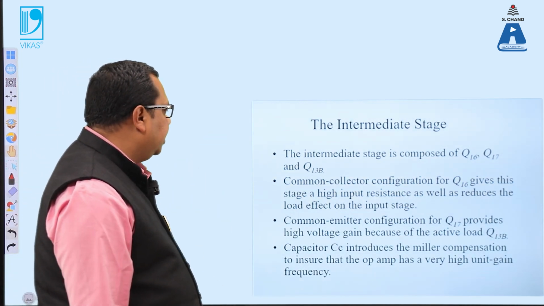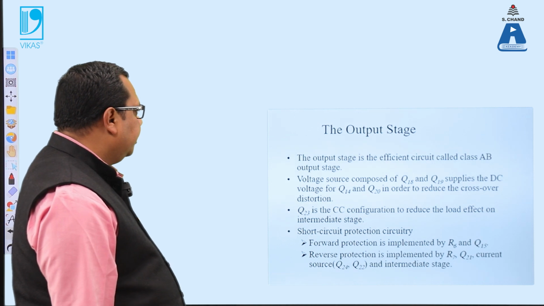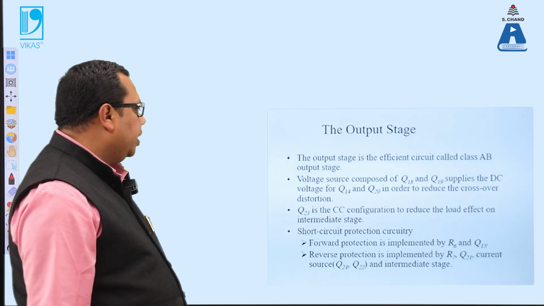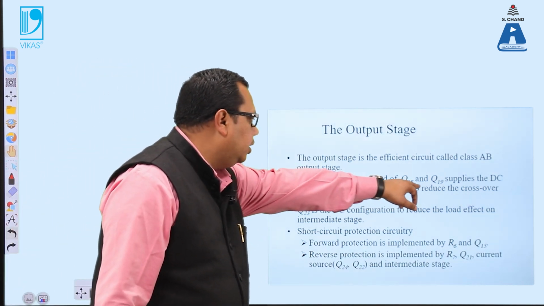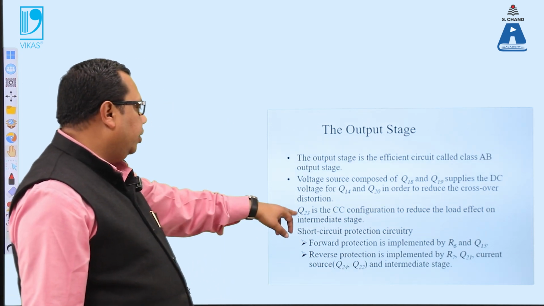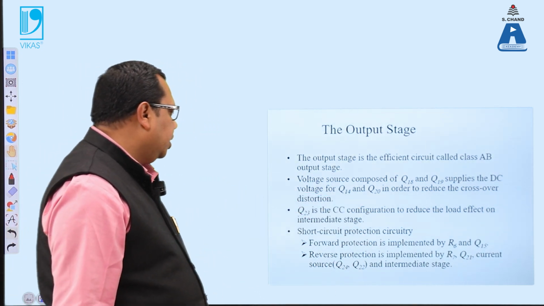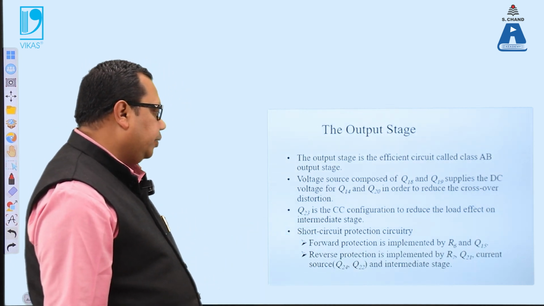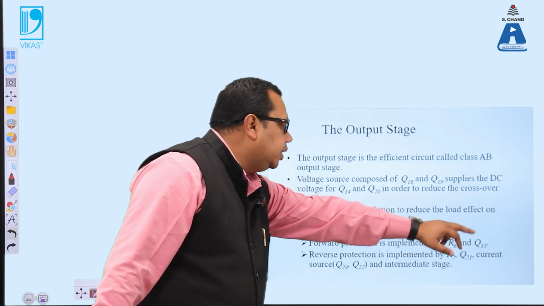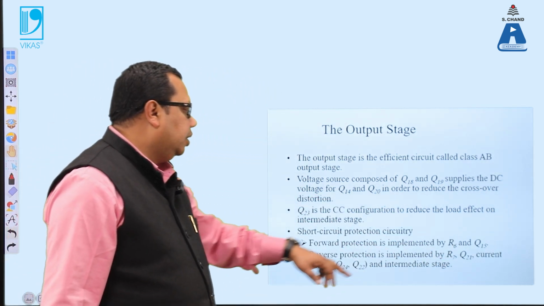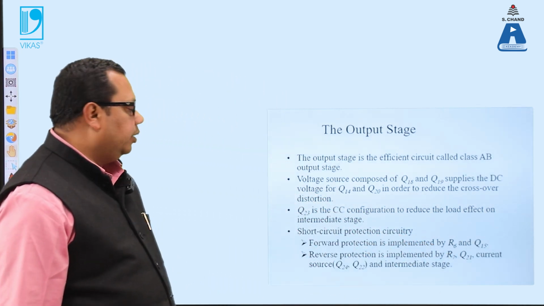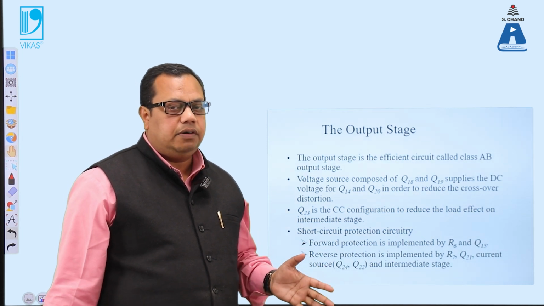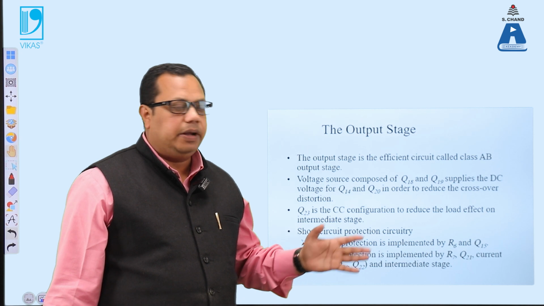We have learned the intermediate stage, how they work in a different intermediate stage, and this is the output stage. The output stage efficient circuit is called the AB output stage. The voltage source is composed of the 18 and 19 supply, and then at 23 the common collector configuration is used. For short circuit protection circuitry, we forward bias R6 at transistor 15 and reverse bias R7 at transistors 21, 22 and 24. When we reverse bias, the current will not flow, and when forward biased, the current will flow.